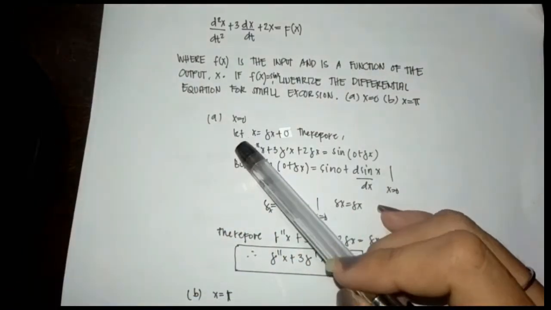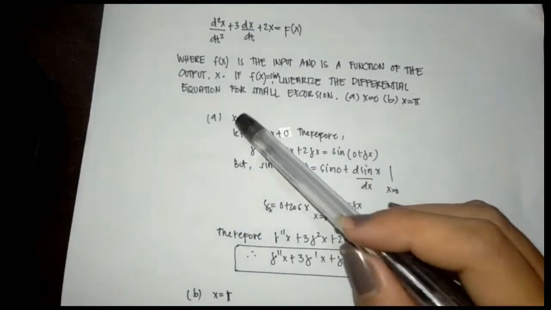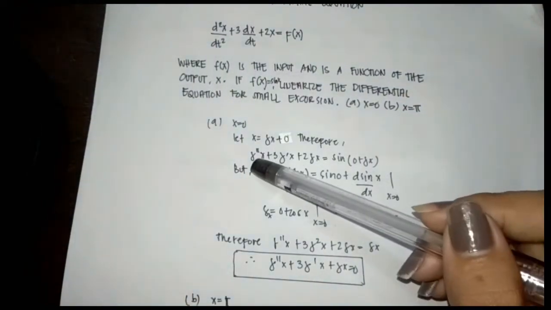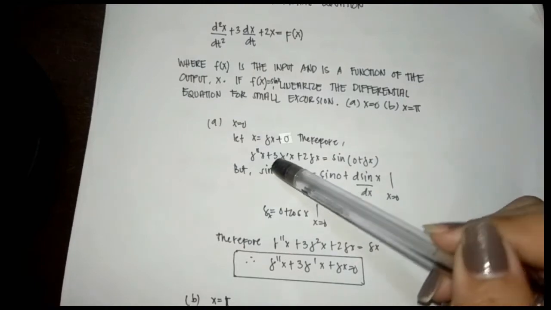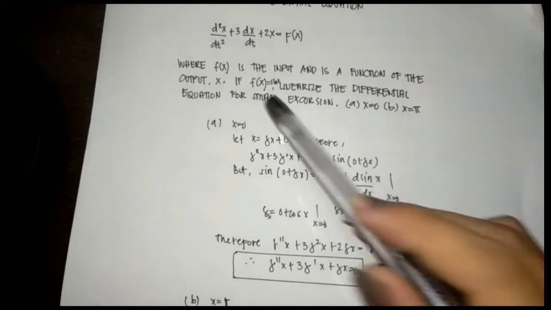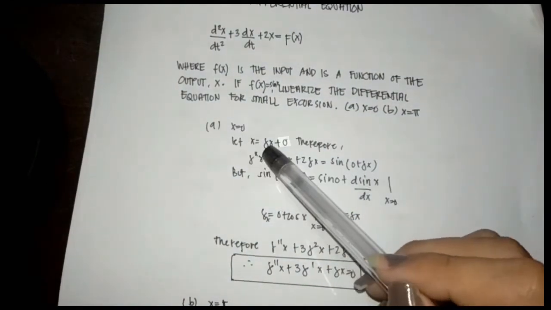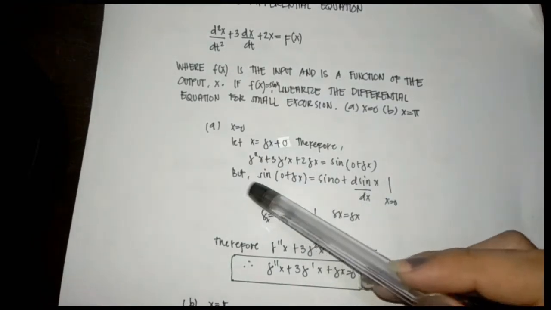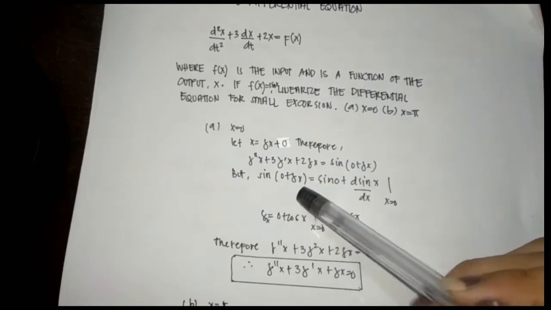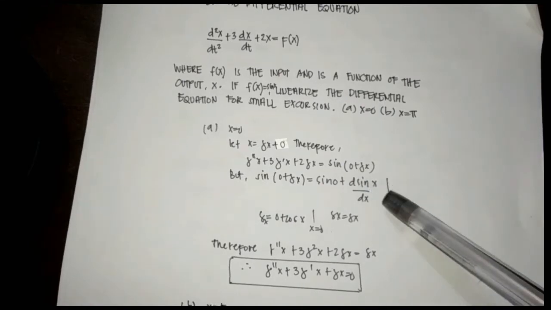So for x equals 0, we let x be just equal to delta x plus 0. Therefore, we linearize this and we have delta double prime x plus 3 delta prime x plus 2 delta x is equal to sine of x, because our f of x is equal to sine x, so our x is delta x plus 0. But sine of 0 plus delta x is just equal to sine 0 plus the derivative of sine x.